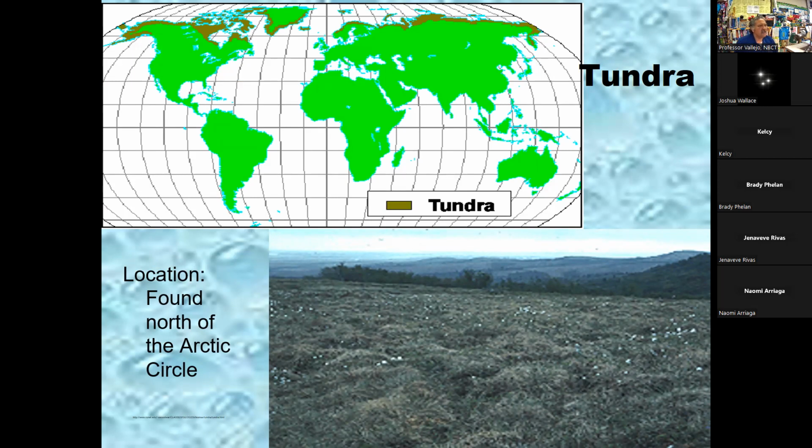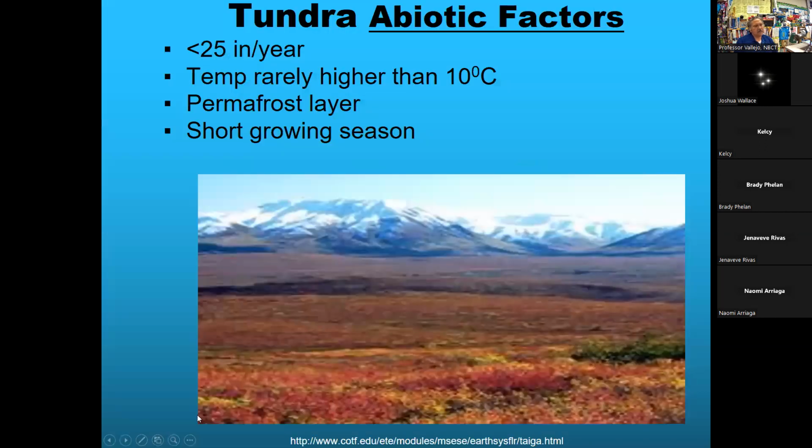This is the tundra. Just take a look at this darker region at the very top, north of the Arctic Circle. Tundra has permafrost. If you walk on it, years later, you can still see footprints. Less than 25 inches of precipitation per year, temperature rarely higher than 10 degrees Celsius, and a very short growing season.